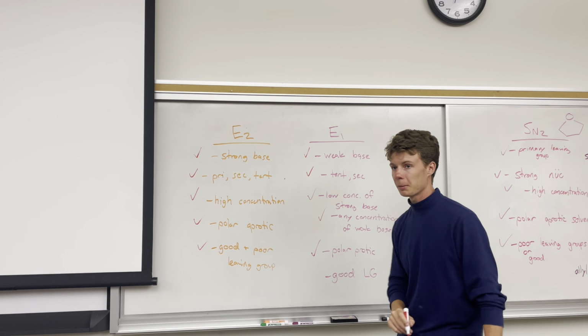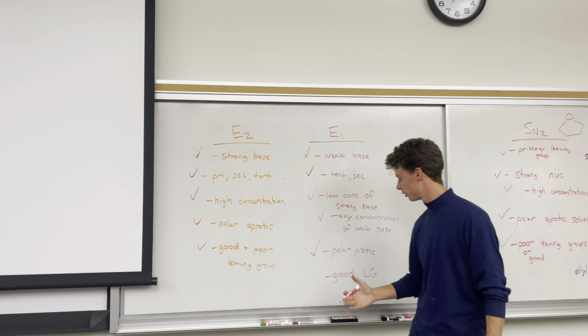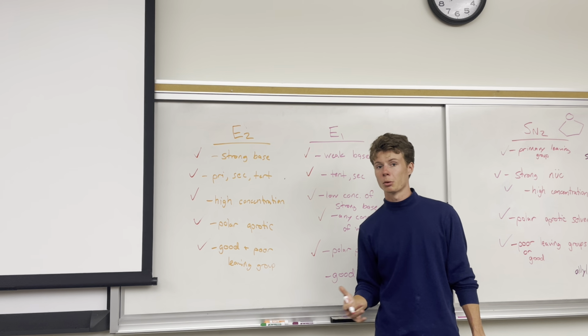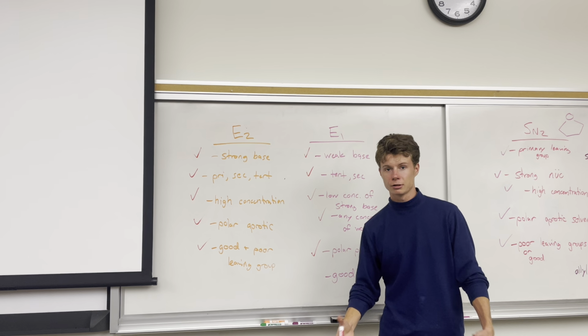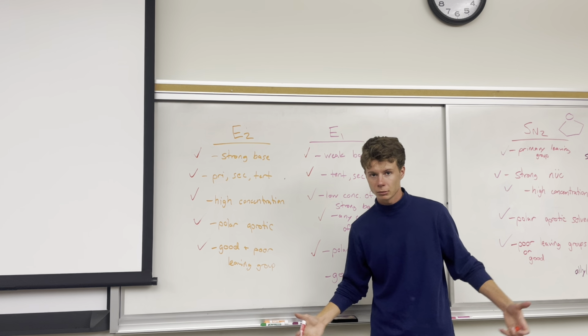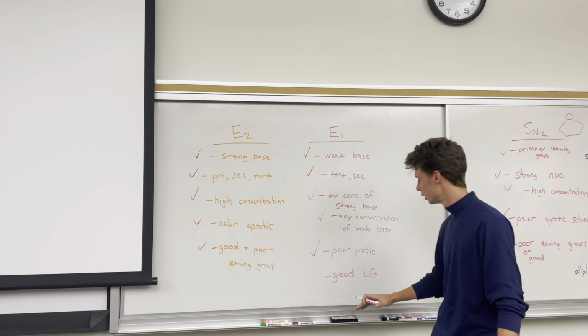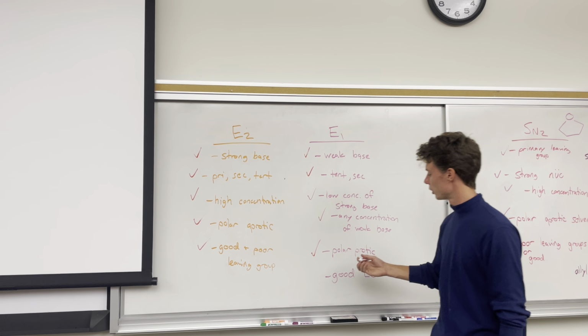And because we have a carbocation intermediate as a rate determining step, we need a good leaving group in order to do that, okay? We're not going to have a poor leaving group just heterolysis off of our starting material, off of our electrophile. We need a good leaving group for E1, okay?